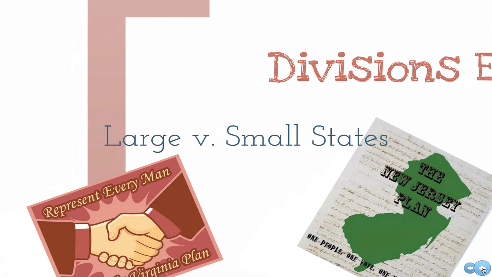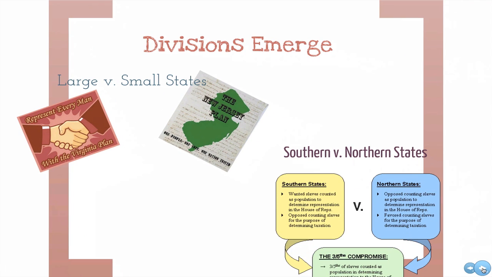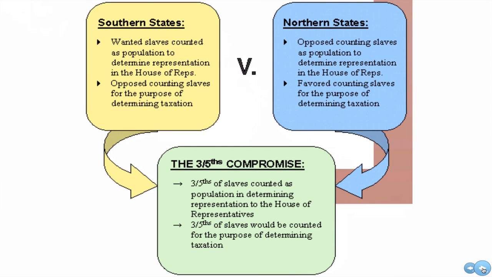So what they ended up doing was getting to a great compromise that created two houses of Congress, one of which, the Senate, would have equal representation, and the other of which, the House of Representatives, would have representation based on population. So that was the great compromise that really helped to bring the large and small states together.